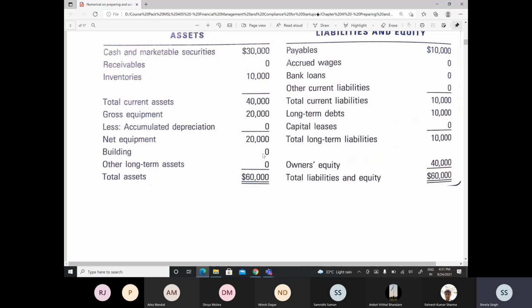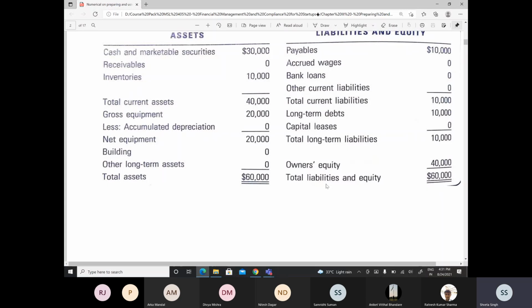We don't have any building. We don't have any other long-term asset. So their total assets also are 40 plus 20, that is 60,000. And the balance sheet tallies. See how simple this balance sheet is compared to the detailed balance sheet that we have done in the MSL 302 material for a large company. Any doubts, any questions so far?